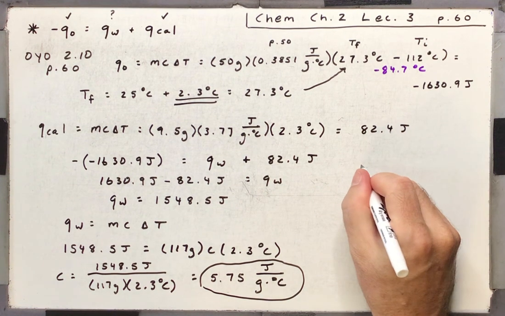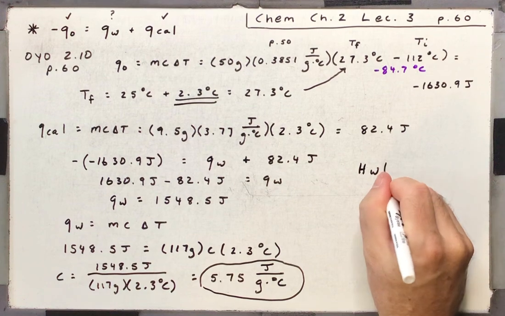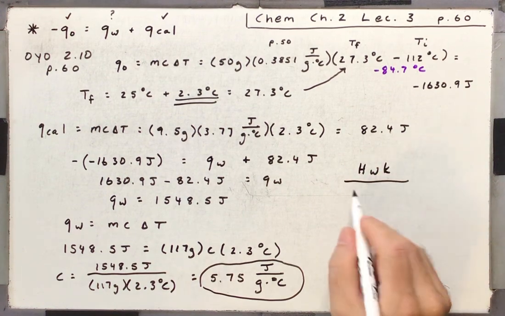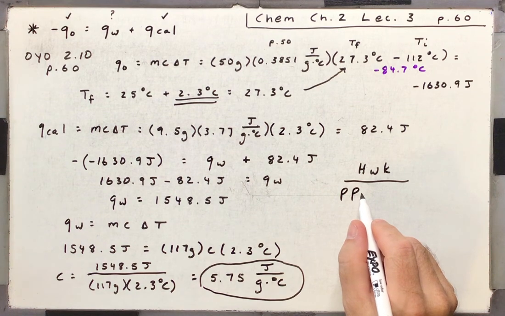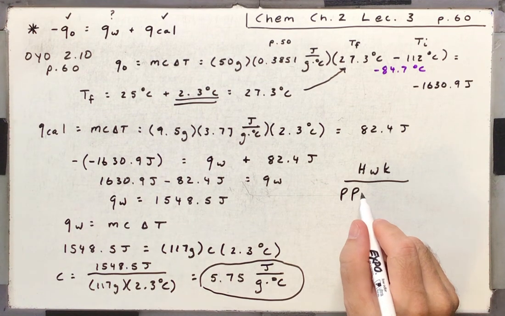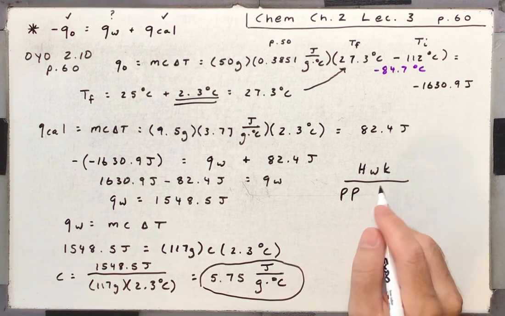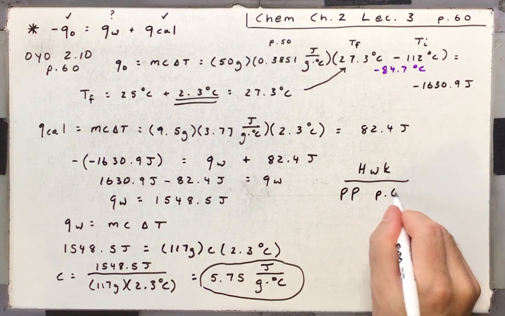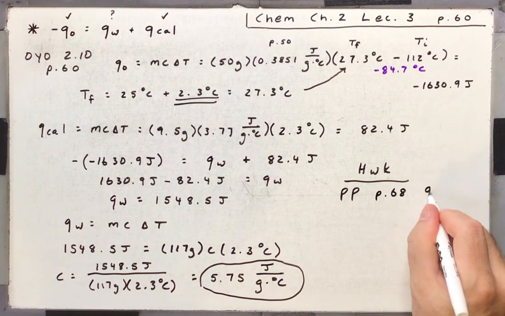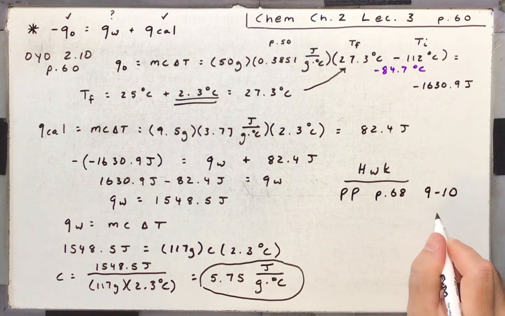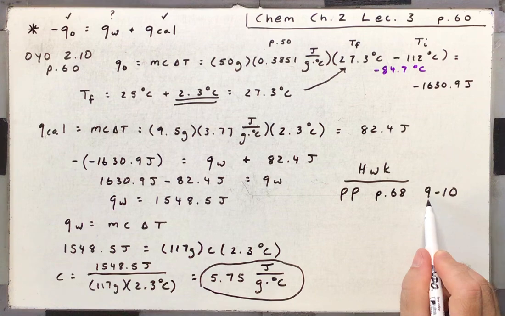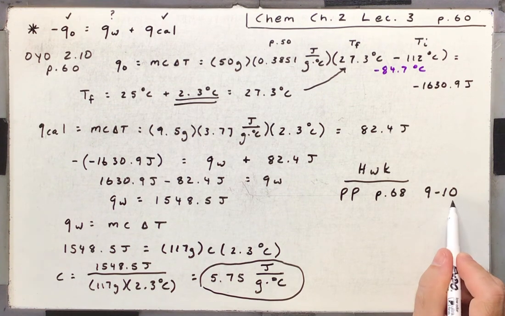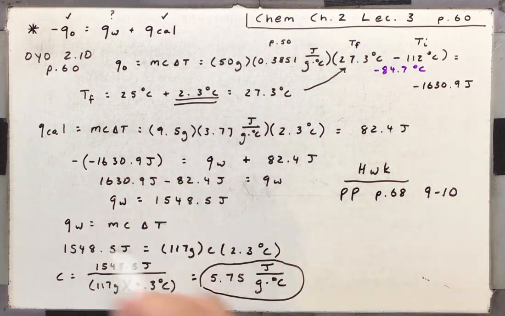Okay, your homework from this section are just the last two practice problems. So practice problems on page 68. You can finish those up, do 9 and 10. You got two calorimeter problems. You get to ignore the calorimeter in 9, so that one will be a little bit shorter. And then in 10, you don't get to ignore it, so it's a little longer problem like this.